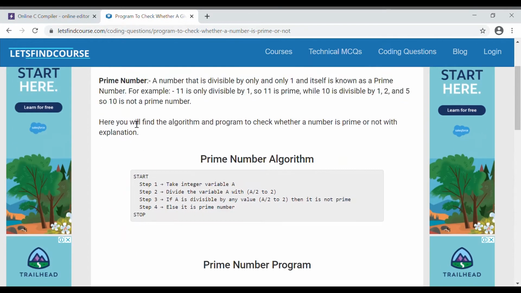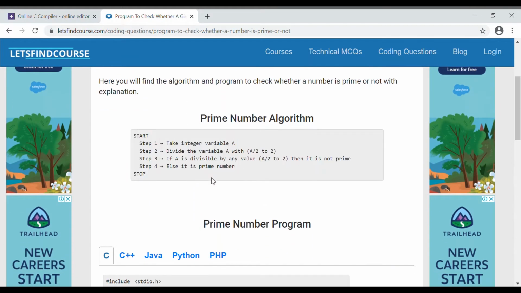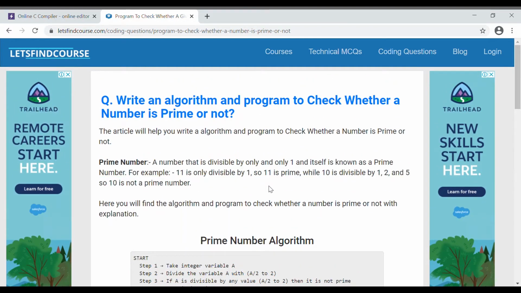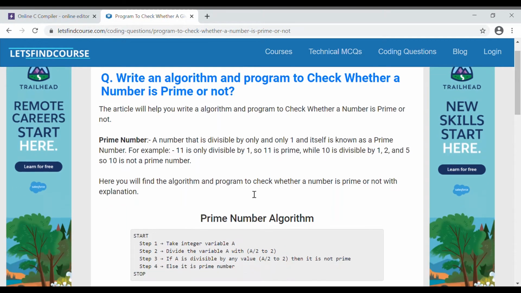So let's discuss its algorithm. How are we going to approach solving this question? We understand that we have to check the divisibility. Suppose we have taken 11. We have to check from 1 to 10 whether 11 is divisible by these numbers or not. If it is not divisible, then it is a prime number. So basically we are checking the divisibility of a given number with the numbers below that number. That is our approach.